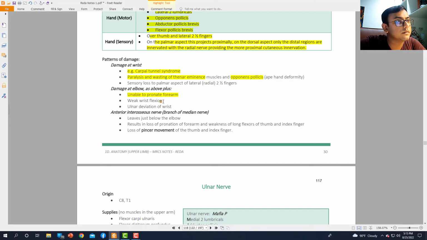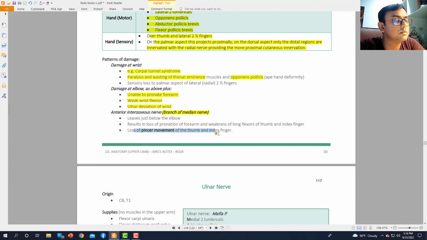Wrist flexion is weaker because the flexor muscles come from the medial epicondyle. So if the elbow is ruptured, then flexion of the wrist will be weak. Then ulnar deviation of the wrist occurs. If ulnar deviation occurs here, that's because of a median nerve problem, since the ulnar nerve is unopposed. The anterior interosseous nerve is a branch of the median nerve.